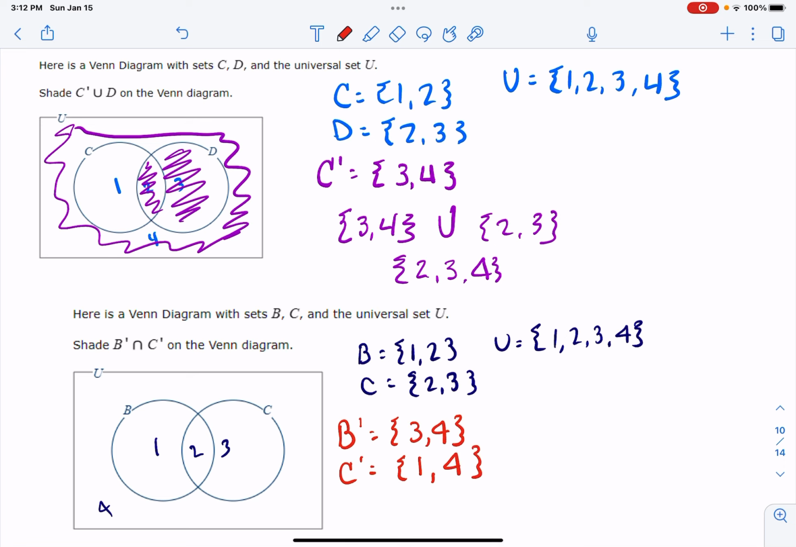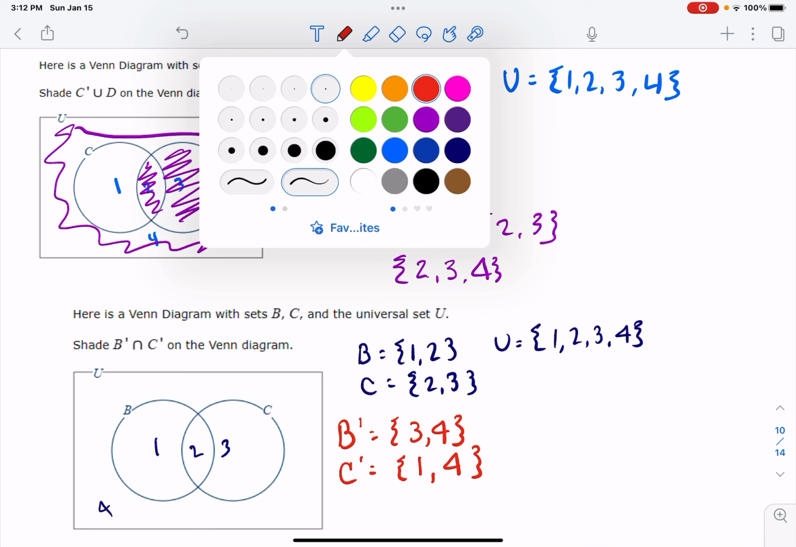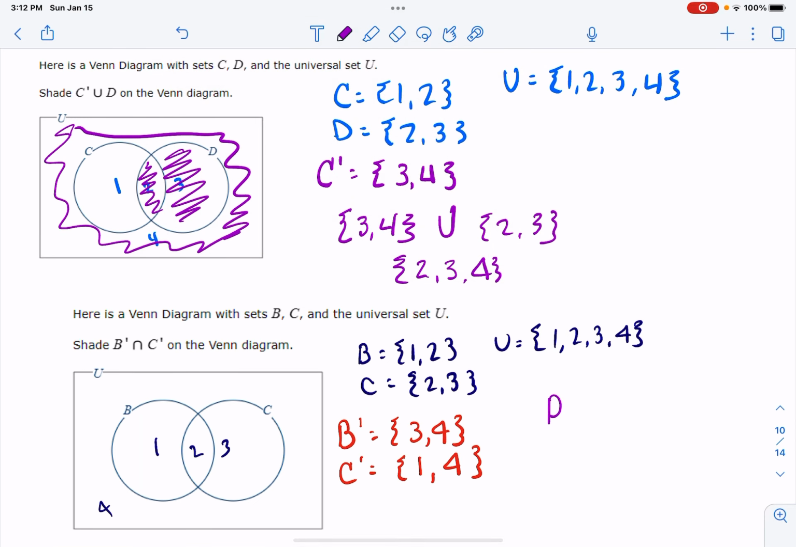Okay, so now what is the intersection between those two? The intersection between not B and not C would be that 4. So then I would shade on the outside.